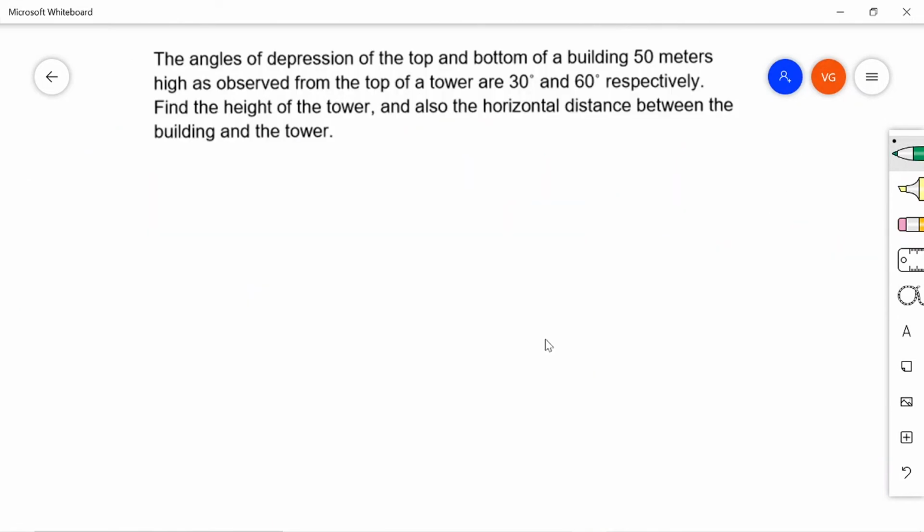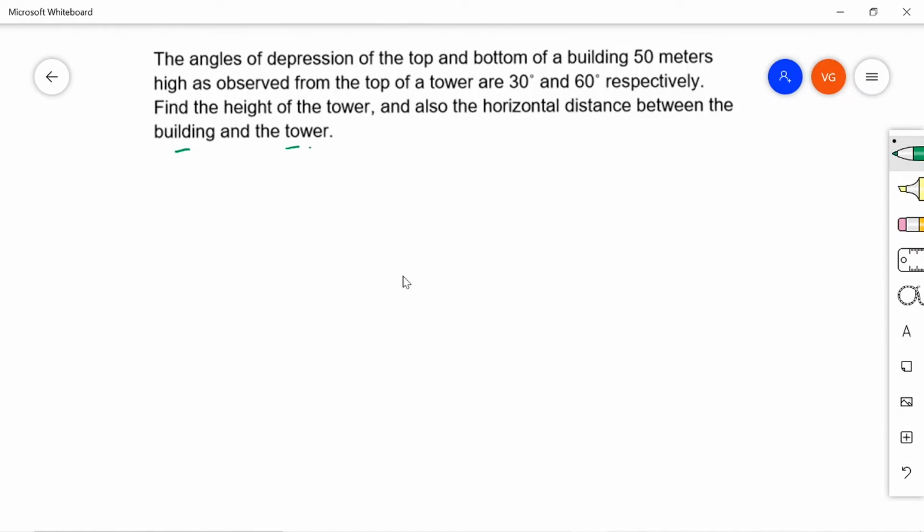Question number 34 has an internal choice. So the other question in question number 34 is like this. The angles of depression of the top and bottom of a building 50 meter high, as observed from the top of the tower, are 30 degrees and 60 degrees respectively. Find the height of the tower and also the horizontal distance between the building and the tower. So you are given two heights. One is the building and one is the tower.